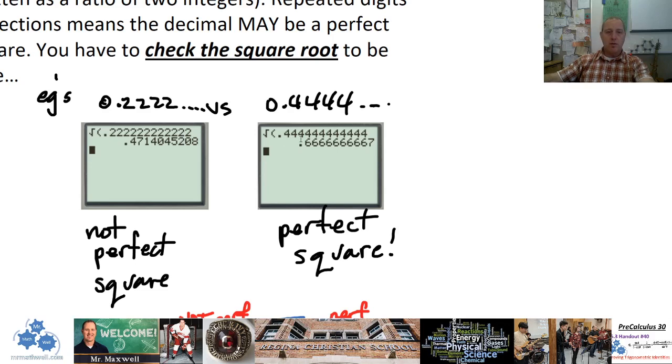Over here, 0.44 repeating is a perfect square because look at the decimal. It's 0.6 repeating. Now this 7 over here is just a rounded digit. They round the last digit on the calculator screen, right? So non-perfect square, perfect square.